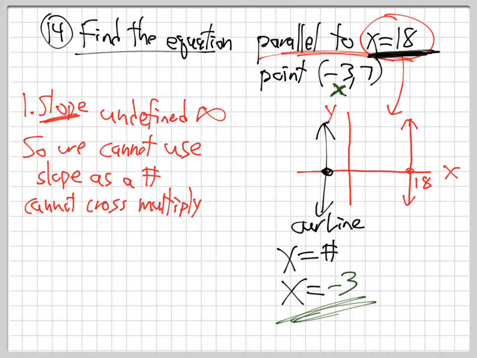You just go, oh, it's parallel to that one. Must be a vertical line. It only has x. There's the x value, right? They say it goes through the point -3, like this point right here, which is -3, 7. Back 3. There it is. It's just x is -3. So that was a weird one, huh?